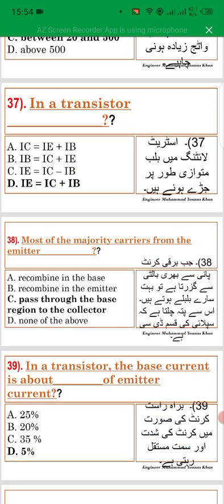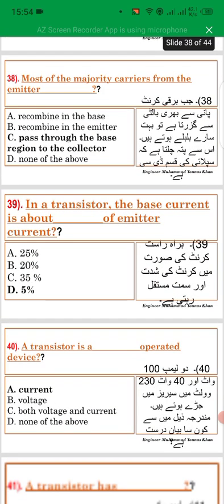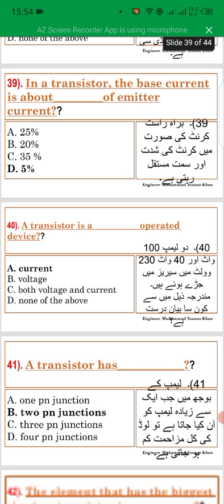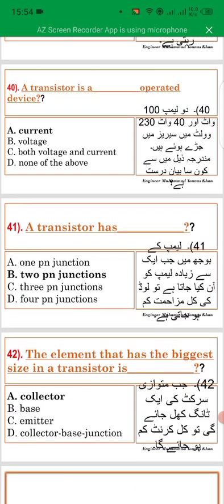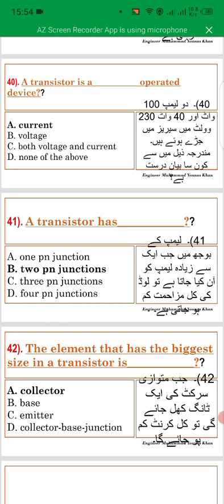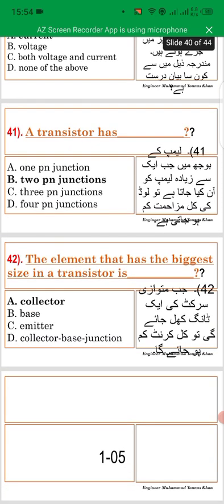In a transistor, IE is equal to IC plus IB. Most of the majority carriers from the emitter pass through the base region to the collector. In a transistor, the base current is about 5% of emitter current. A transistor is a current operated device. A transistor has two p-n junctions. The element that has the biggest size in a transistor is the collector.